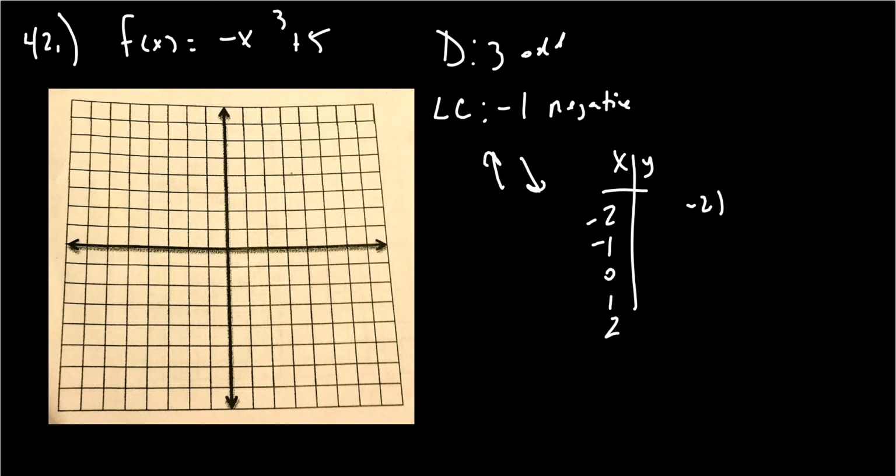Negative 2 to the third, plus 5. So I get negative 8, plus 5, that's negative 3. Negative 1 to the third is negative 1, plus 5, that's negative 4. 0, 5. I plug in 1, I get 1 cubed is 1, plus 5 is 6. 2 cubed is 8, plus 5 is 13. So now I'm going to make my y's go by 2's.